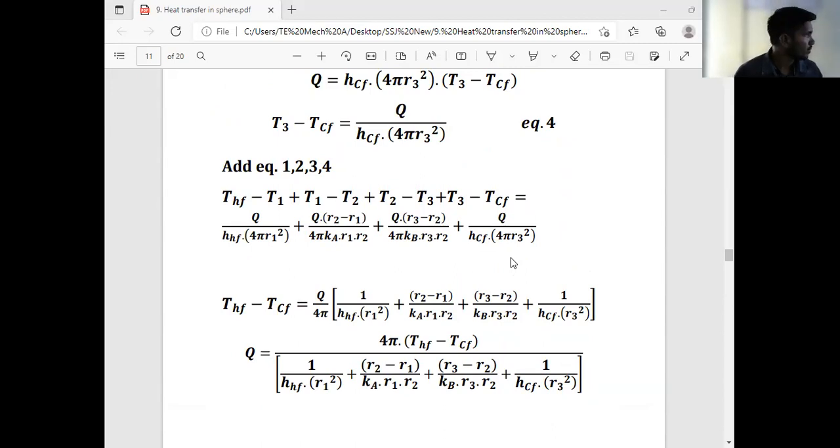Okay, all of you completed this equation. Increase the speed a bit, fast.